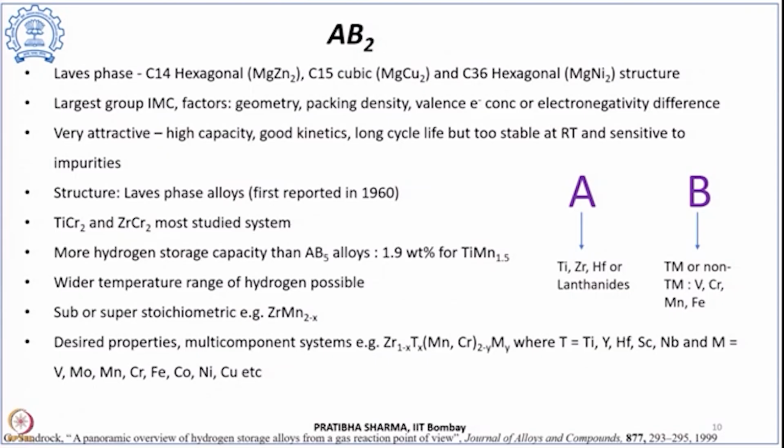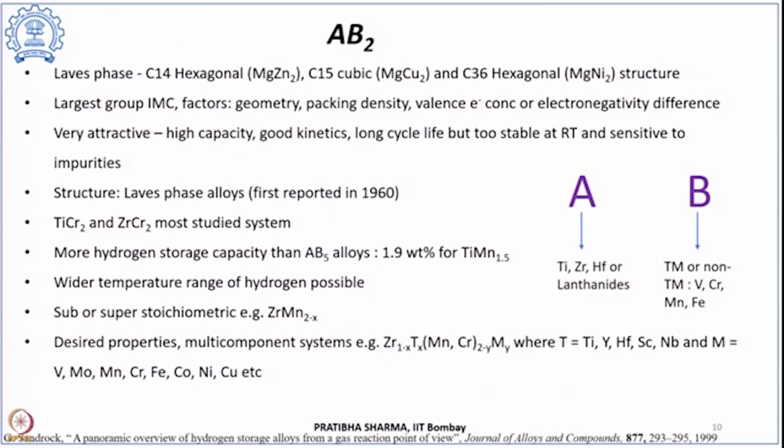Now, another class of compounds is AB2 type of compounds, and these are usually the Laves phase type of compounds, wherein they have 3 different types of crystal structures. They show different phases like the C14 phase, which has a hexagonal structure of MgZn2, a C15 phase which is cubic, the structure of MgCu2, and a C36 phase, hexagonal with MgNi2 type of structure. Among the different classes of intermetallic compounds, this is the compound which is most widely being studied and developed.